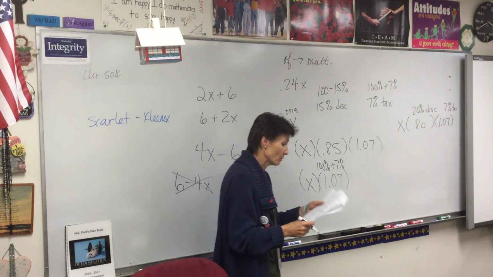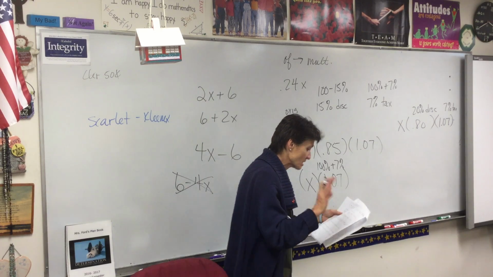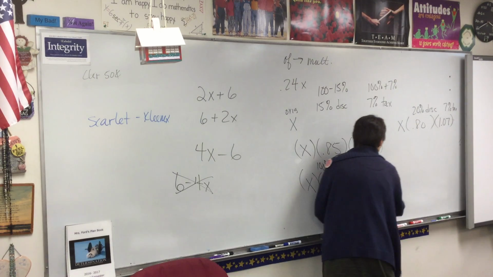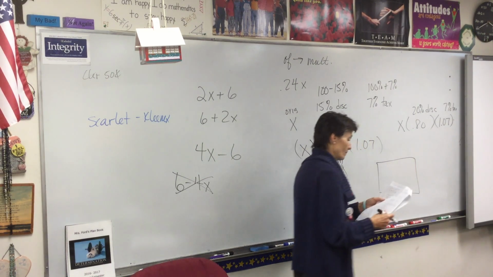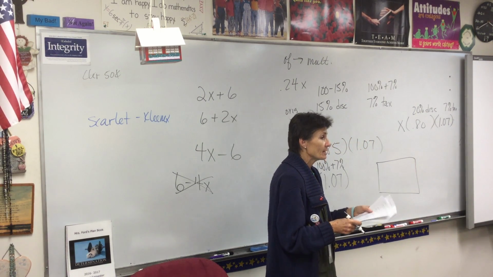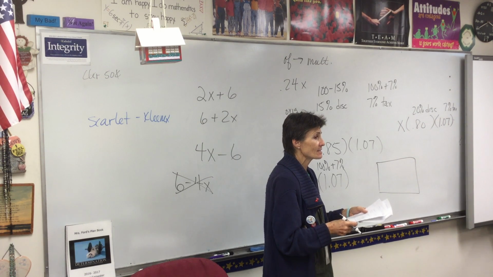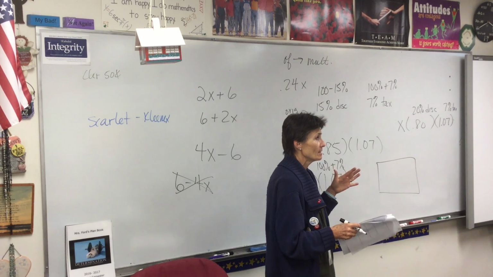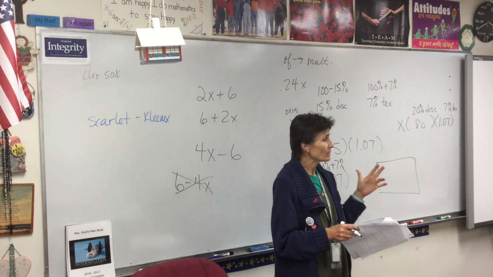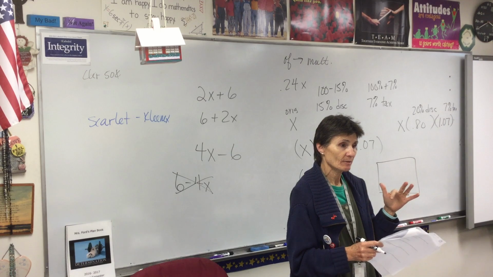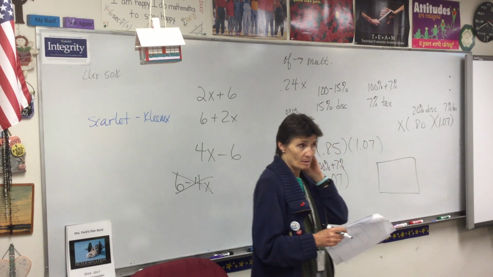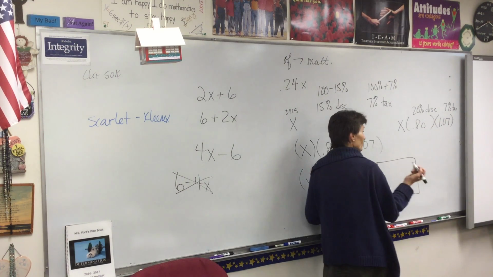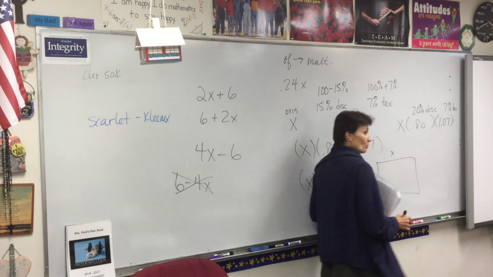All right, letter F. Write an expression for the area of a rectangle whose width is 3 less than its length. So, the width is 3 less than the length. Okay? So something has to be X. Which one do you want to be X? Doesn't matter. Length, I like that choice.